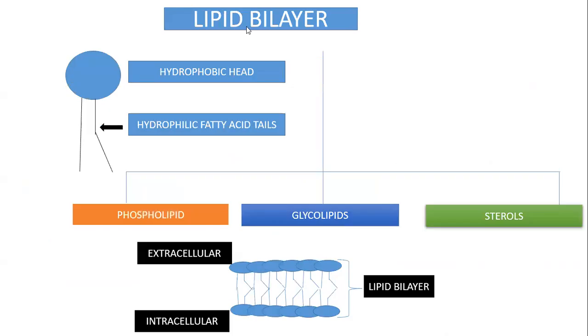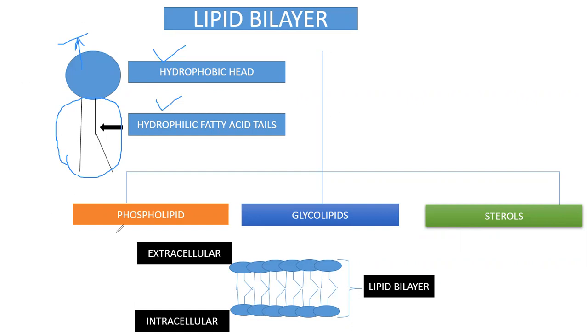Now, at first comes the lipid bilayer. If we look at the lipid bilayer of the plasma membrane, we will get two parts. One is the hydrophobic head group, or rather the polar head group, which remains in contact with the external or aqueous environment, and another is the hydrophilic tail group, which is inserted inside the cell. So these two parts are present in a lipid bilayer.